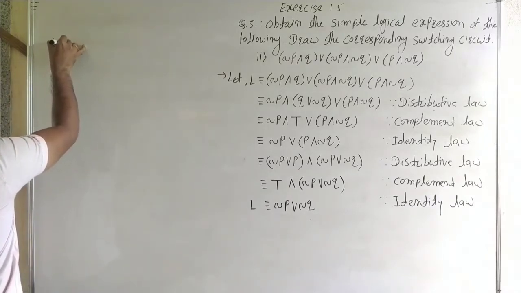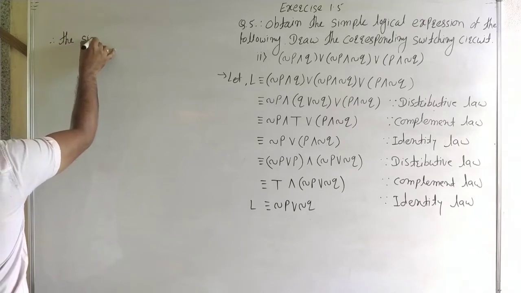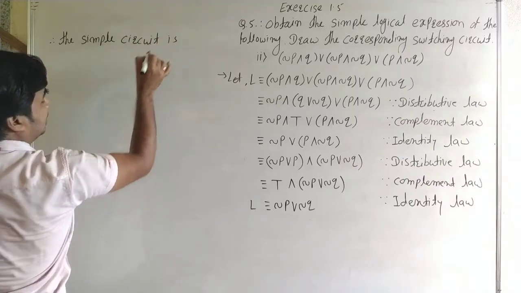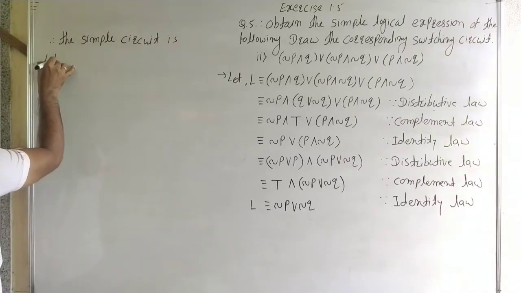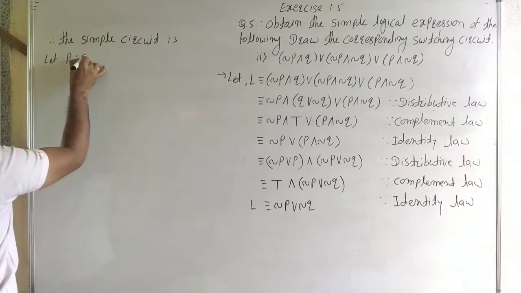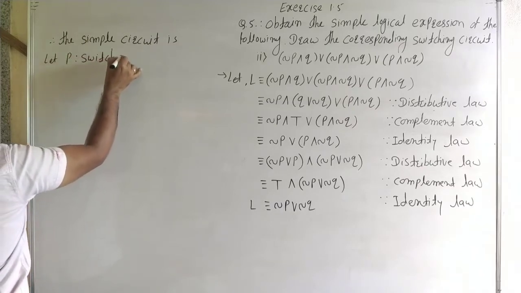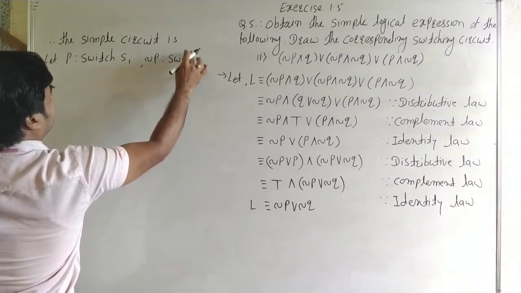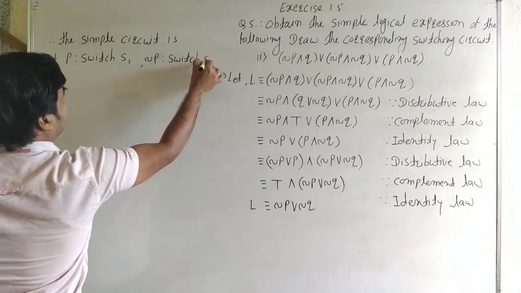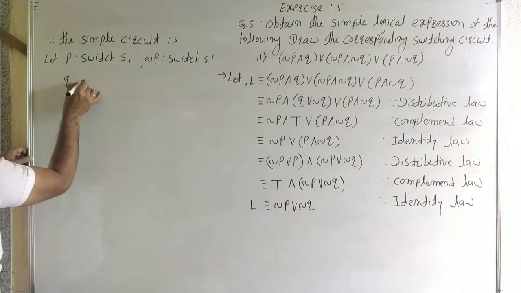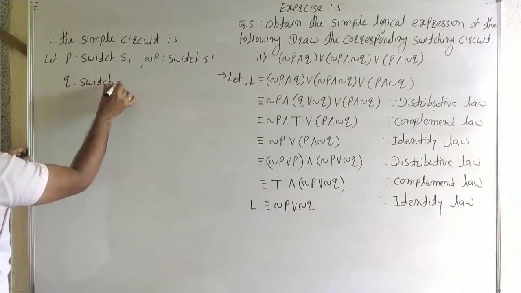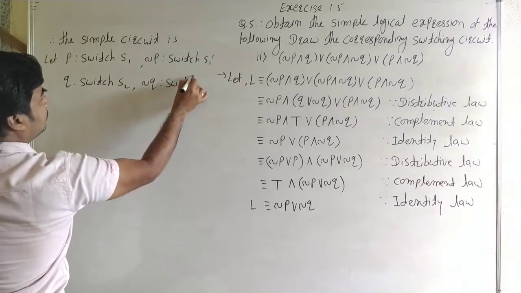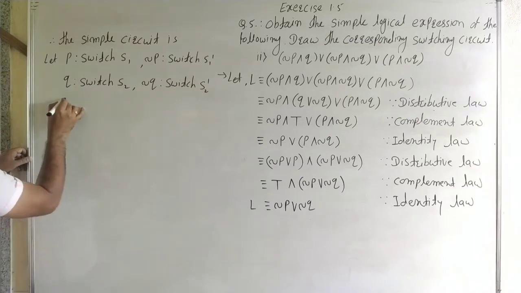Therefore the simple circuit is, first let P be switch S1. Therefore, negation P is switch S1 dash. Q is switch S2. Therefore, negation Q is S2 dash, and L is the lamp.